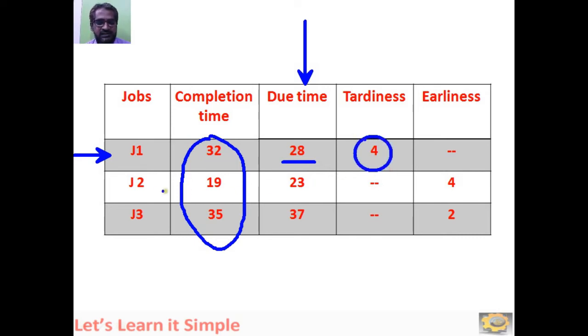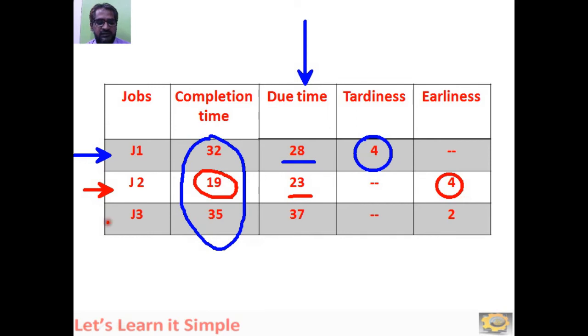Now, if you look at the second job, the due date is 23, but we are able to complete it within 19 time units based on the Gantt chart. Therefore, the job is early. Therefore, the earliness is 4. Earliness is 4 for the second job.